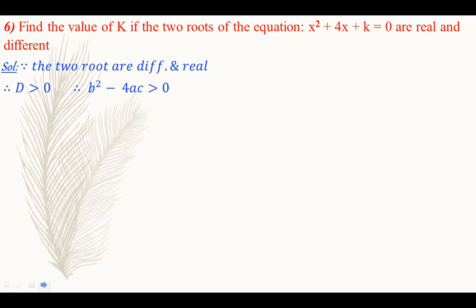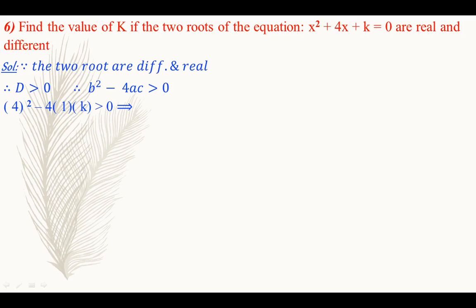So we will write the discriminant bigger than 0. That is to say that b power 2 minus 4ac bigger than 0. Here we have a equals 1, b equals 4, and c equals k. Let's substitute. b power 2, 4 power of 2, minus 4 multiplied by a, 1 multiplied by c, which is k. All of these bigger than 0. 4 power of 2, 16. Negative 4 times 1 equals negative 4. Negative 4 multiplied by k, this is equal to negative 4k.